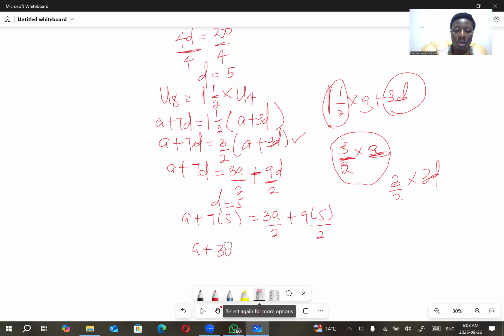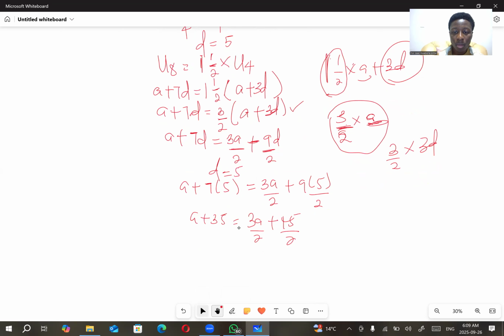It is equal to 3A over 2 plus 9 times 5, 45 over 2, right? So now it's making sense. You can group the A's. So that will be A minus 3A over 2 equals 45 over 2 minus 35.